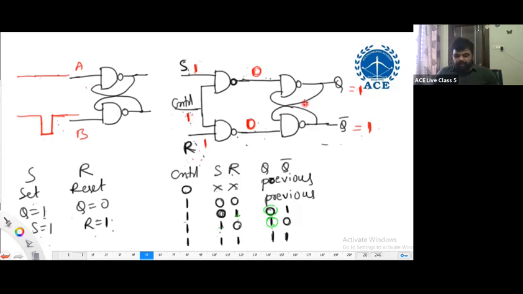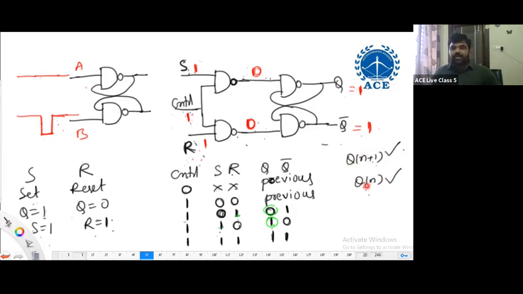Now, we need to understand two more terms: Q of n plus 1 and Q of n. What is the naming of this? Already you might know Q of n plus 1 is next, Q of n is present. What is next? State of Q after responding to the inputs.